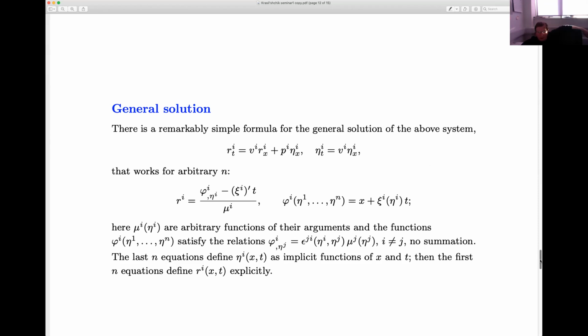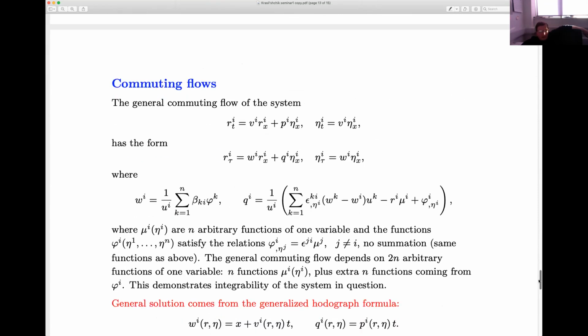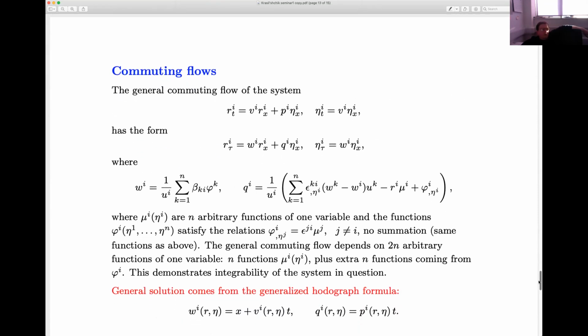Okay, let me show you the equations. These are general commuting flows. Here I copied the original system, right? So v_i's and p_i's we know. This is its general commuting flow. Tau is new time. Tau is the time of the commuting flow. So these w_i's and q_i's are unknown at this stage.